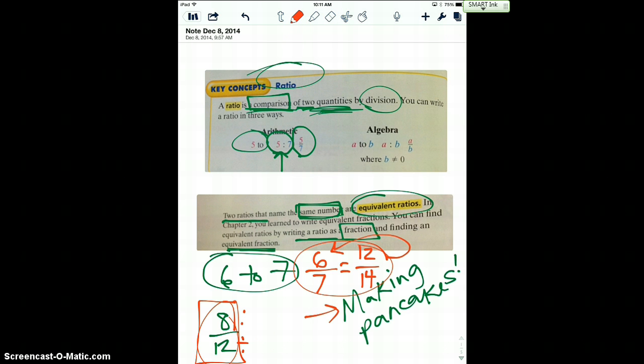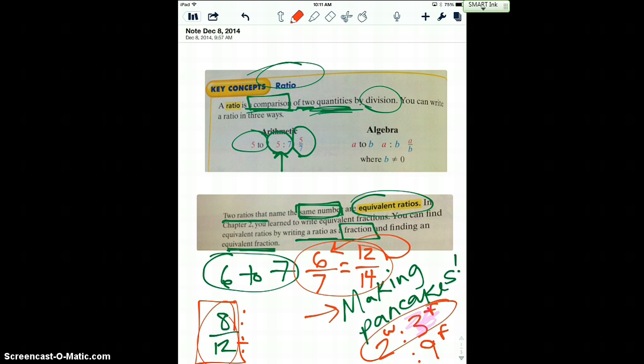This one over here, making pancakes. So now I'm relating it to a situation. Let's say you're making pancakes, and for every 2 cups water, you need 3 cups flour. This is water, this is flour. But let's say you're going to increase that recipe. You want a lot more pancakes. So instead of 3 cups flour, you're going to use 9 cups flour. But you want to keep those pancakes tasting the same. So how much water am I going to need?